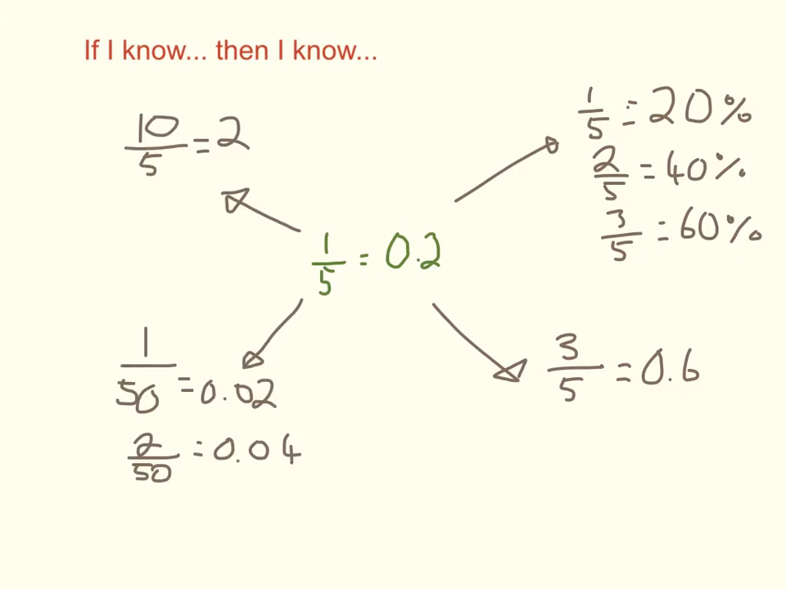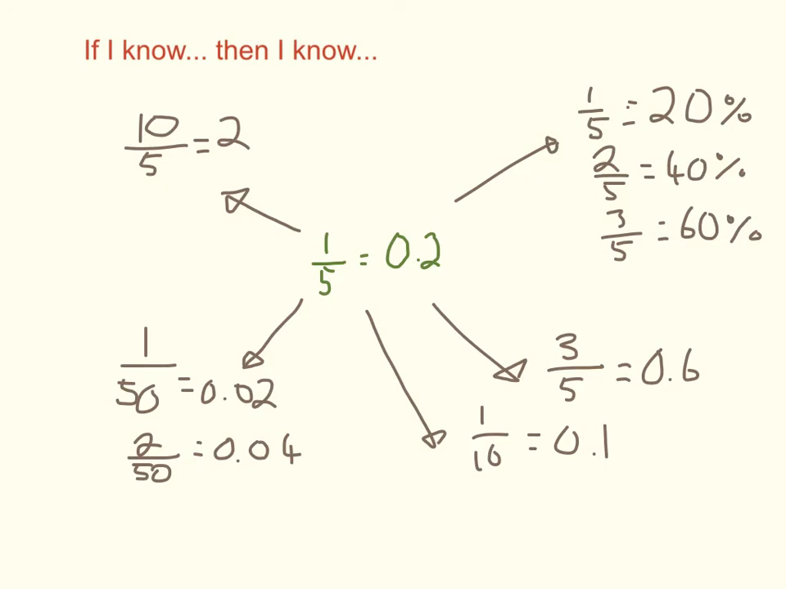Let's have a look at some slightly more abstract versions. So if the fifth is 0.2, 1 over 50 must be 0.02, because I multiply the denominator by 10, so that makes the decimal answer 10 times smaller. And so if 1/50th is 0.02, then it's an easy jump to figure out 2/50ths must be 0.04. Similarly, if 1/5 is 0.2, if I times the numerator by 10, then I'd have to multiply my 0.2 by 10 as well, so 10/5 must be 2.